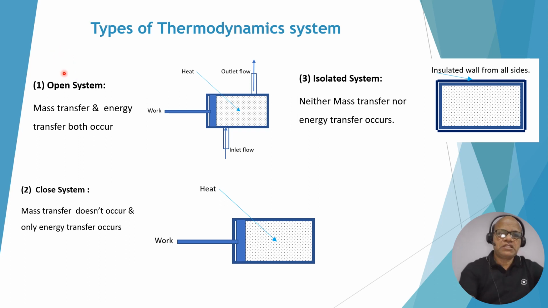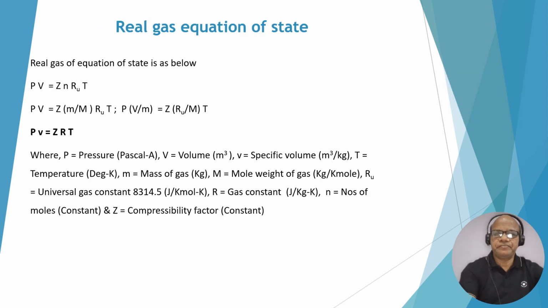Types of thermodynamic system: open system, closed system, and isolated system. In an open system, mass transfer occurs. You can see mass comes in and goes out, and there is also energy transfer. In a closed system, there is no mass transfer, only a change of energy or energy transfer occurs. In an isolated system, neither mass transfer nor energy transfer occurs.